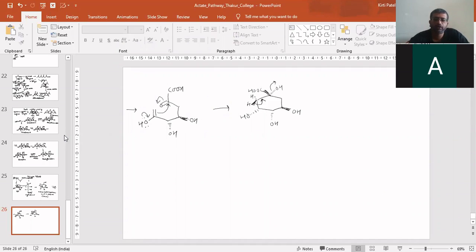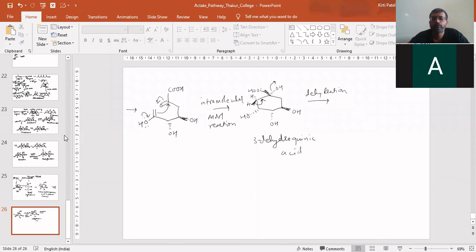This reaction was an aldol type of reaction. Intramolecular aldol reaction will happen to give a six-membered cyclic compound. This undergoes a dehydration reaction. So this compound that was formed is called 3-dehydroquinic acid.